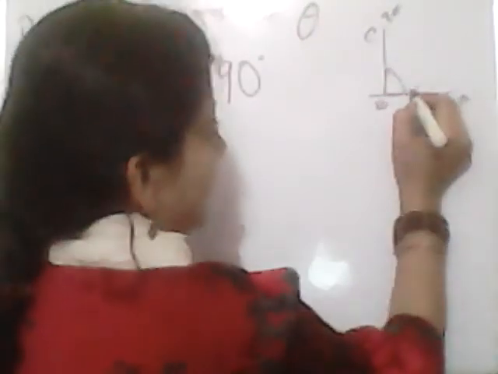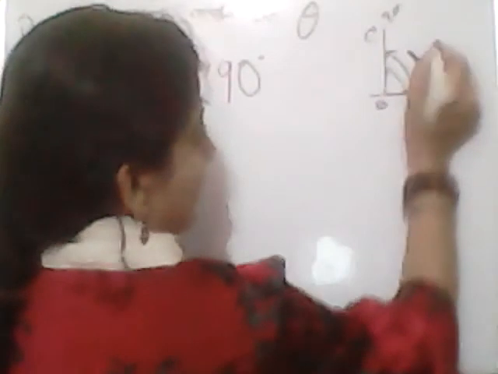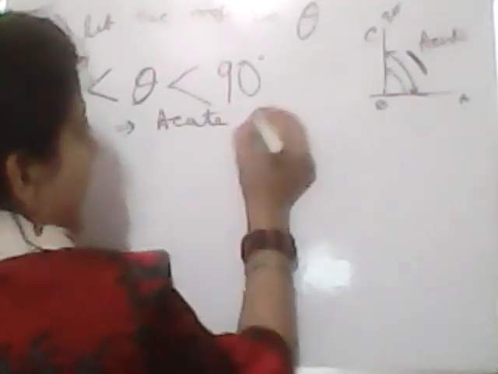The angle which is greater than 0 degrees but less than 90 degrees: let the angle be theta. Now if the angle theta is greater than 0 degrees and less than 90 degrees, the position will be like this. This is 90 degrees, and 0 degrees will be here on this line. An angle greater than 0 degrees and less than 90 degrees is called an acute angle.